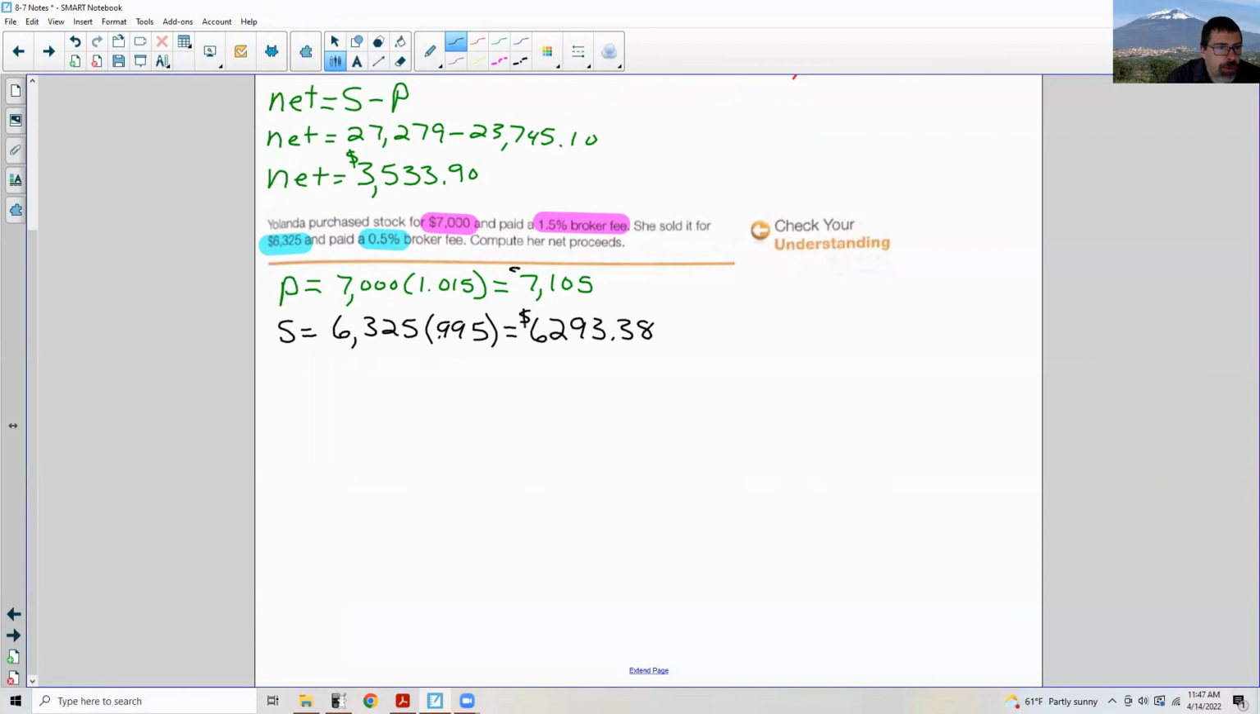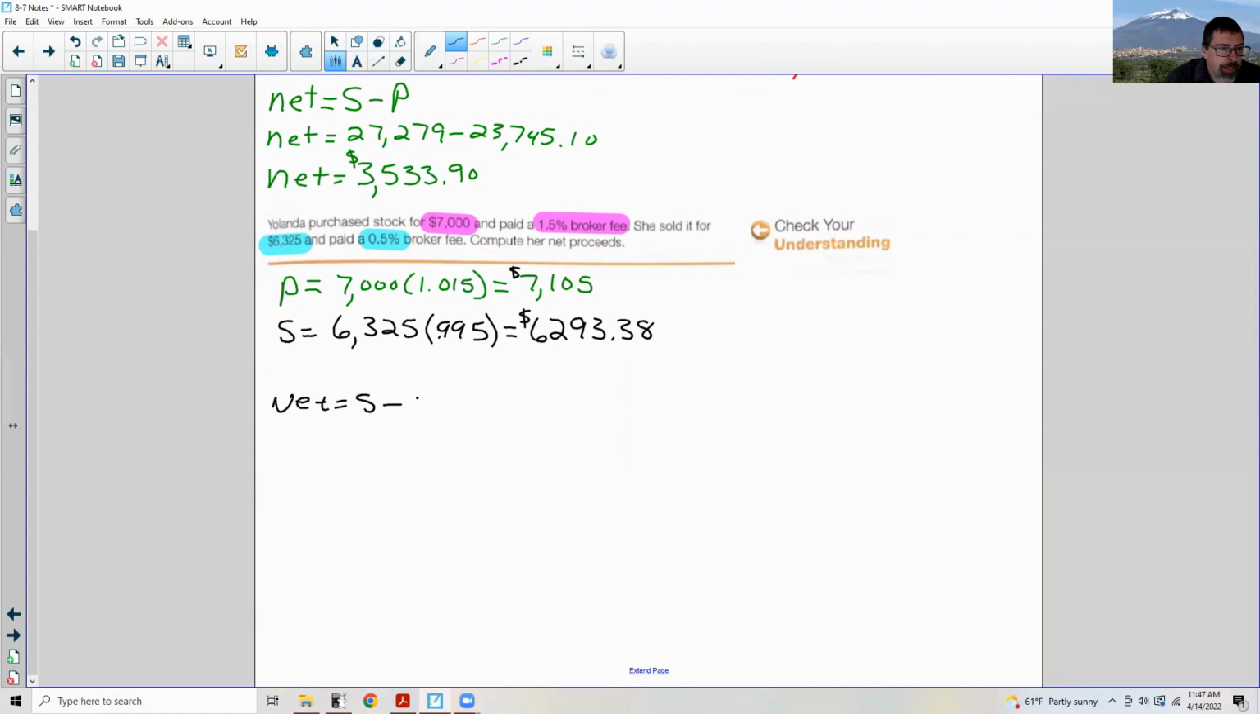Okay. So she purchased it for $7,105. She sold it for $6,293. Is that right? Yeah. After this, she sold it for $6,325, but if you subtract the fees, she actually got $6,293.38.